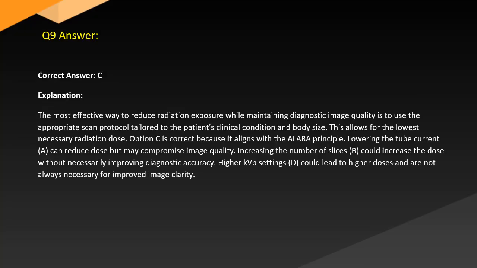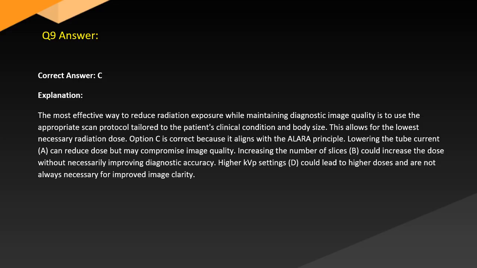Answer. Correct answer: C. Explanation. The most effective way to reduce radiation exposure while maintaining diagnostic image quality is to use the appropriate scan protocol tailored to the patient's clinical condition and body size. This allows for the lowest necessary radiation dose. Option C is correct because it aligns with the ALARA principle of lowering the tube current.